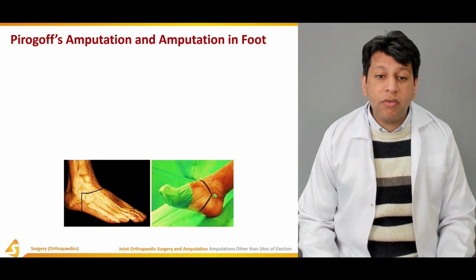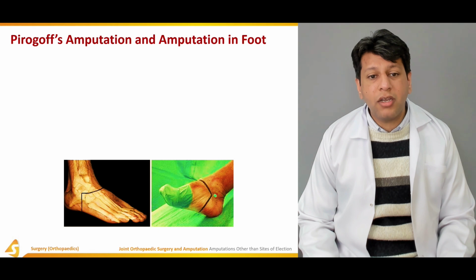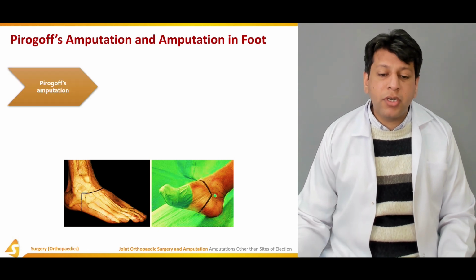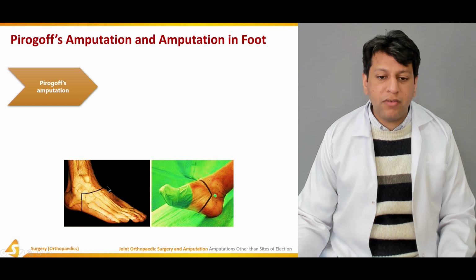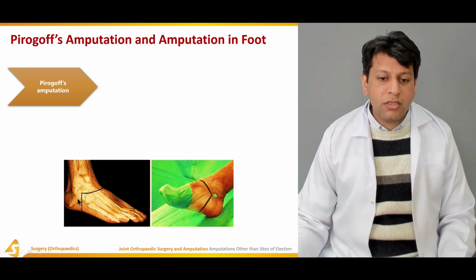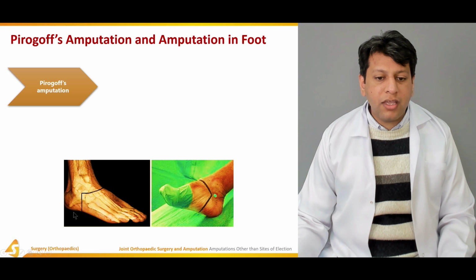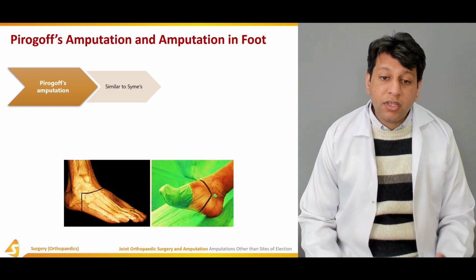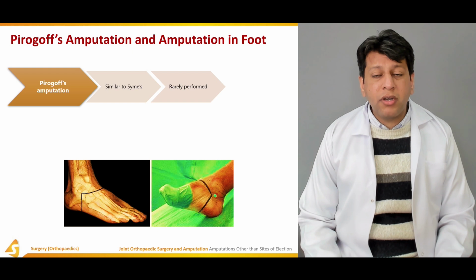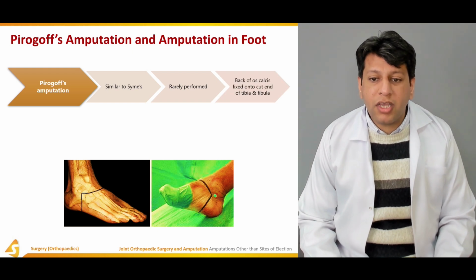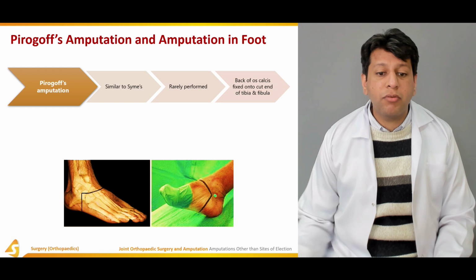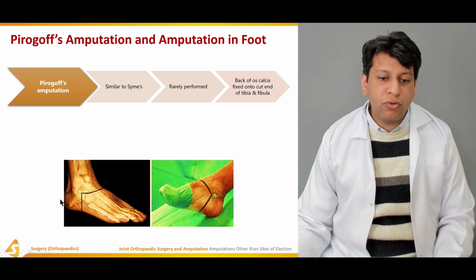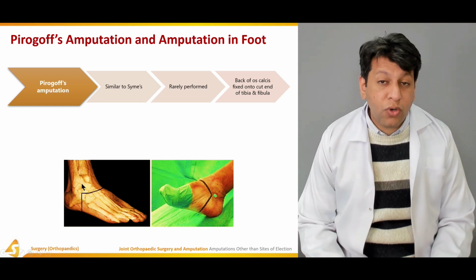Then coming to the Pirogov amputation and amputation of the foot, although this is rarely done. Pirogov amputation is actually a through tarsal amputation. The calcaneum and talus are preserved and the other tarsal bones are removed along with the forefoot and midfoot. It's almost similar to Symes but rarely performed, and the back of the os calcaneus is fixed onto the cut end of the tibia and fibula. Because the whole foot is removed, this has to be fitted back onto the tibia, so that will require some degree of arthrodesis as well.